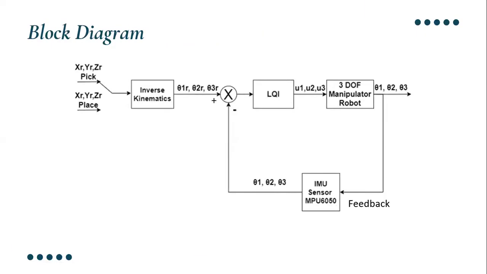Here is my block diagram. First, the input signal, which is a coordinate, will be transformed to theta using inverse kinematics, and this will be the reference angle. Secondly, the output of inverse kinematics is added to the error signal, and then the result is processed by the LQI to get u as the control signal, which will be transferred to the robot arm.